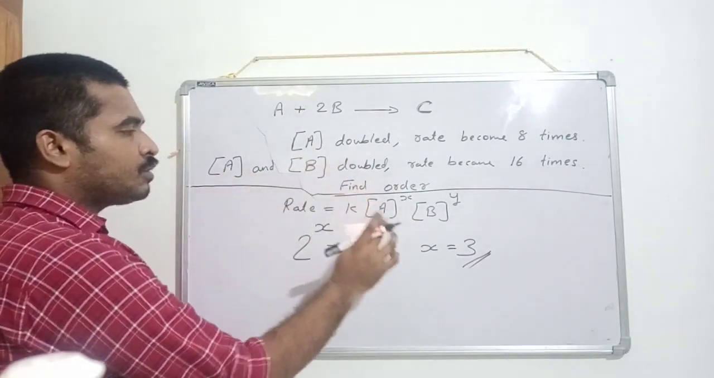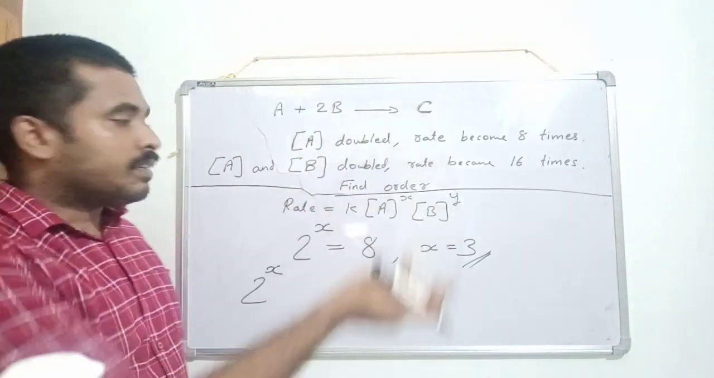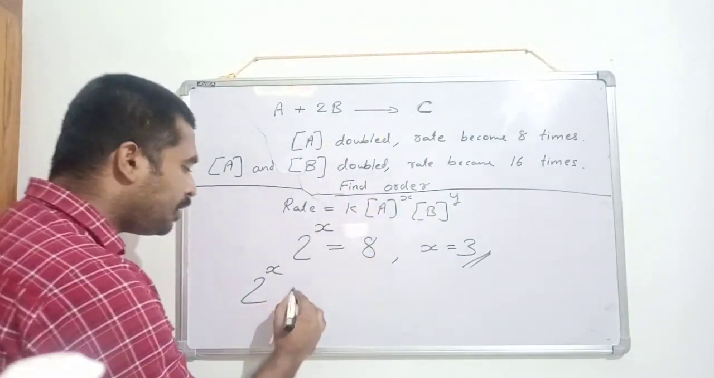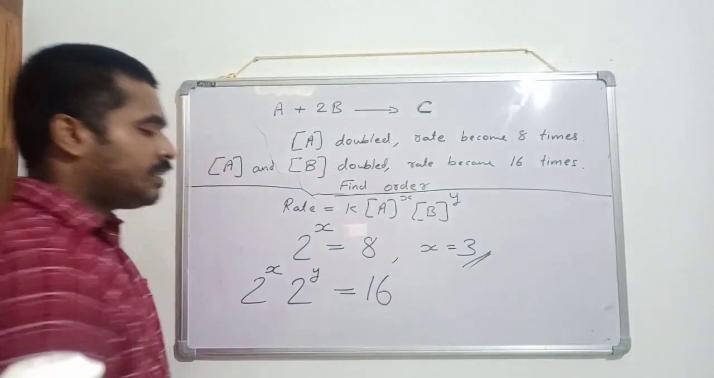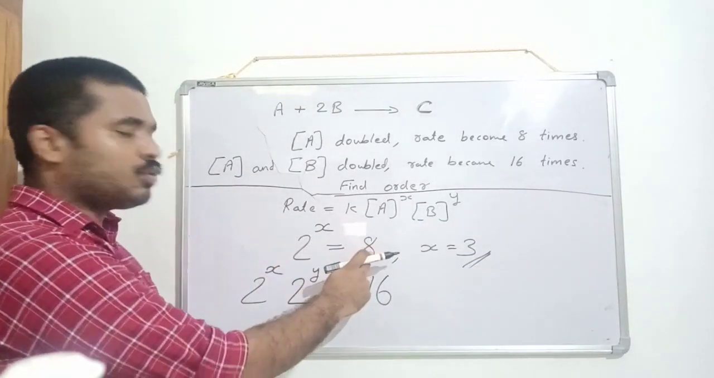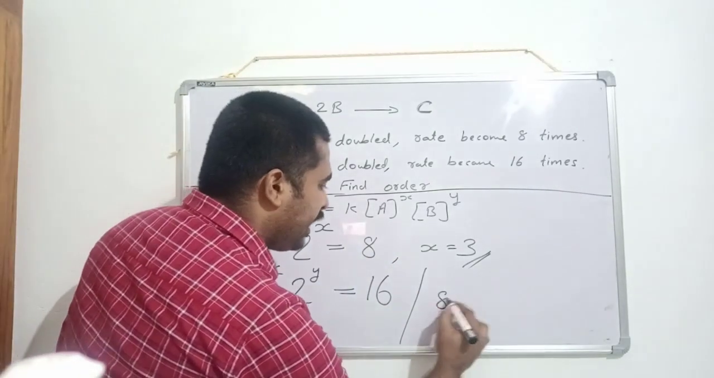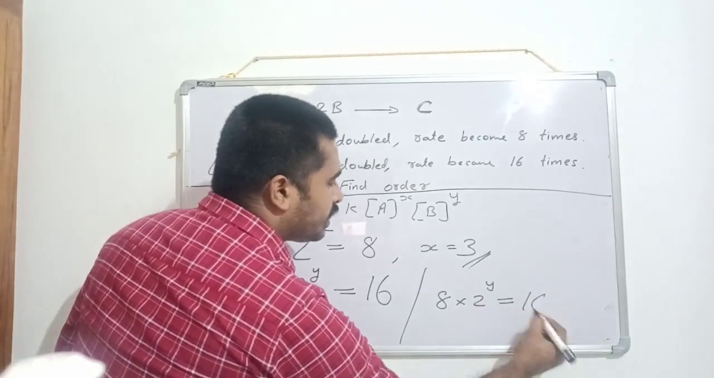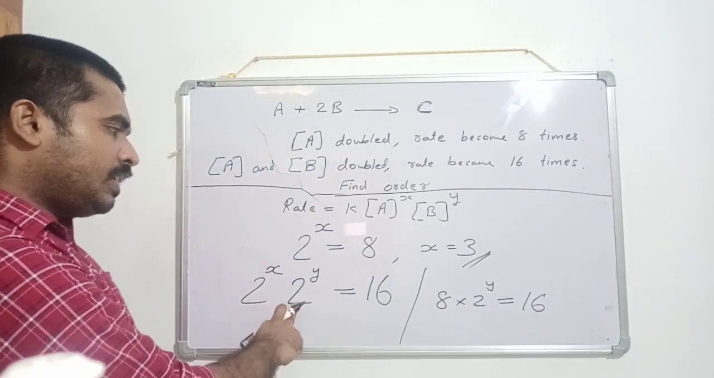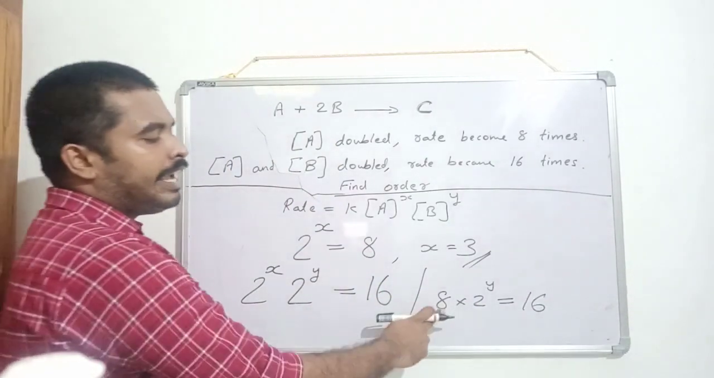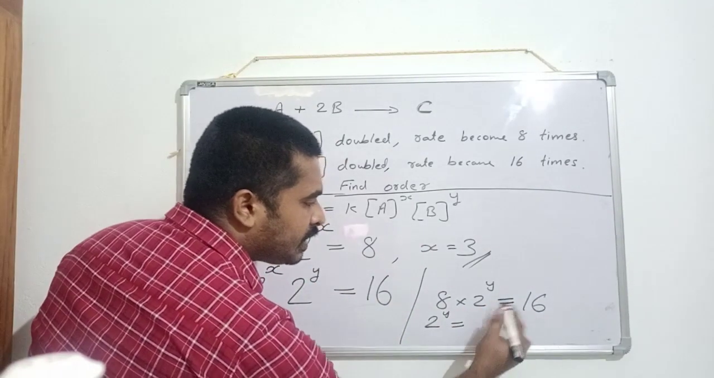A is doubling, so power of A is x, so 2 raised to x. B is also getting doubled, power of B is y, so I will write 2 raised to y. 2 raised to x into 2 raised to y equal to 16. We know 2 raised to x equal to 8, so we will write 8 into 2 raised to y equal to 16. That means 2 raised to y equal to 16 by 8 equal to 2.